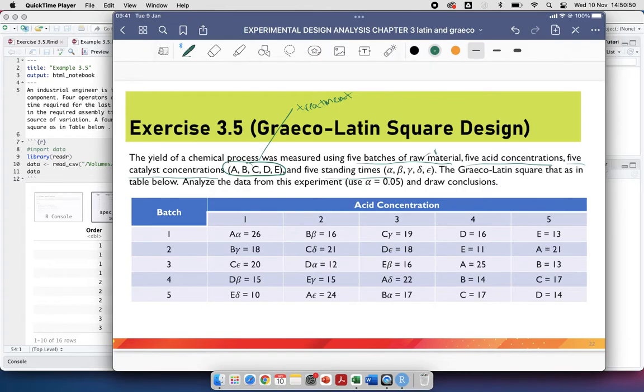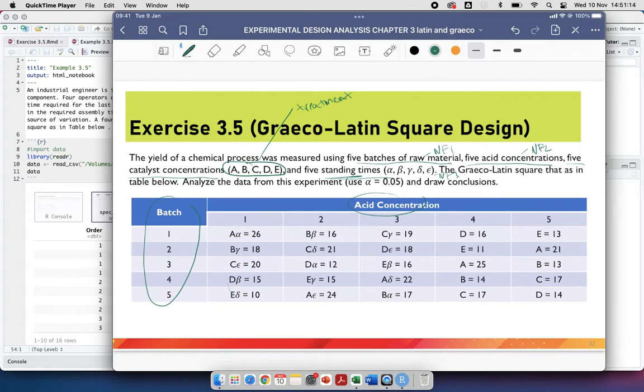So ini akan jadi nuisance factor 1. 5 acid concentration, dia akan jadi nuisance factor 2. 5 standing time, dia akan jadi nuisance factor 3. So dia mesti 5, 5, 5, 5. Sama, tak boleh 5, 4, 4. Tak boleh. Okay, so batch 5, acid pun 5. A, B, C, D, E pun 5. Alpha, beta, gamma, epsilon, delta pun 5.